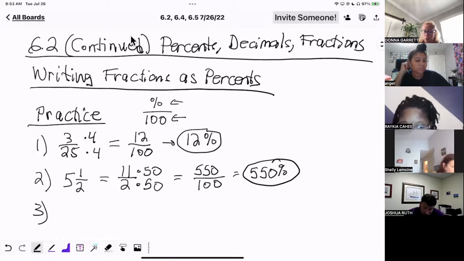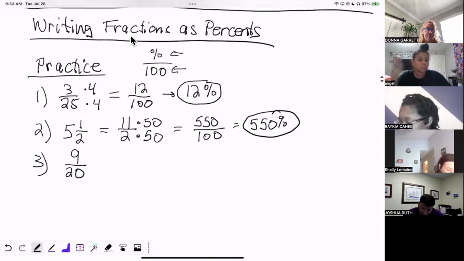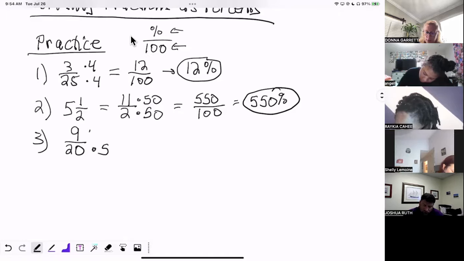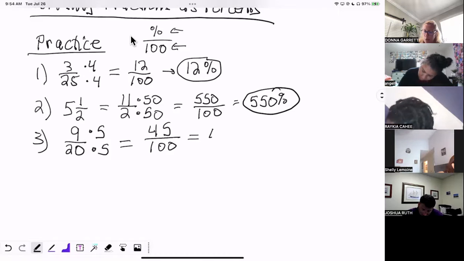3. 9 over 20. I can also make that 100 because I can multiply the denominator by 5 to make 100. So if I multiply the denominator by 5, I multiply the numerator by 5, and I will get 45 over 100. That means it is 45%.